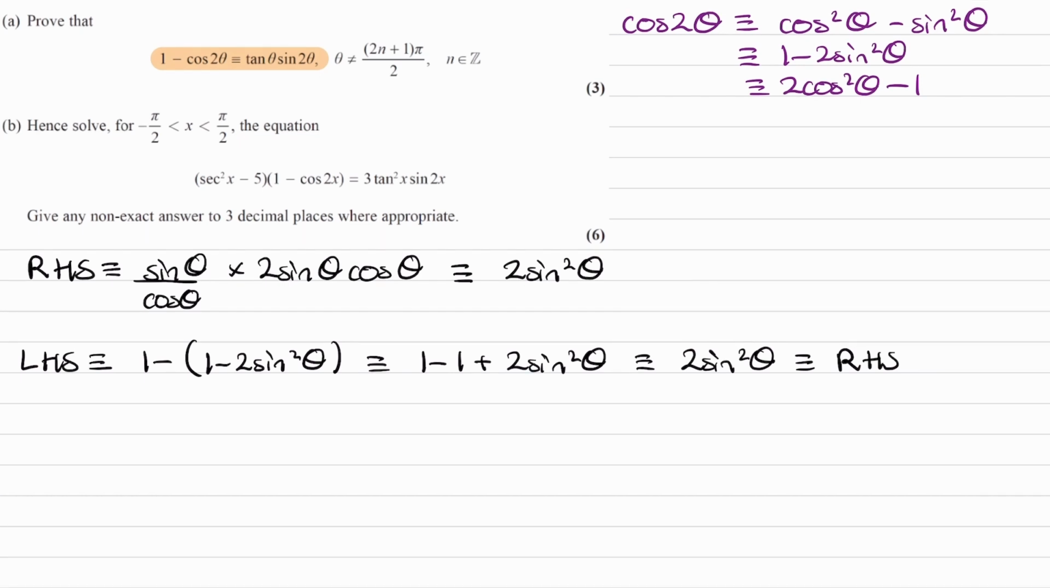Okay, now for part B. We have, hence solve in this interval here of minus pi over 2 to pi over 2. We want to solve this equation here. Okay, so whenever it says hence, that is an indication that we want to use the previous part of the question. So we want to use this identity here.